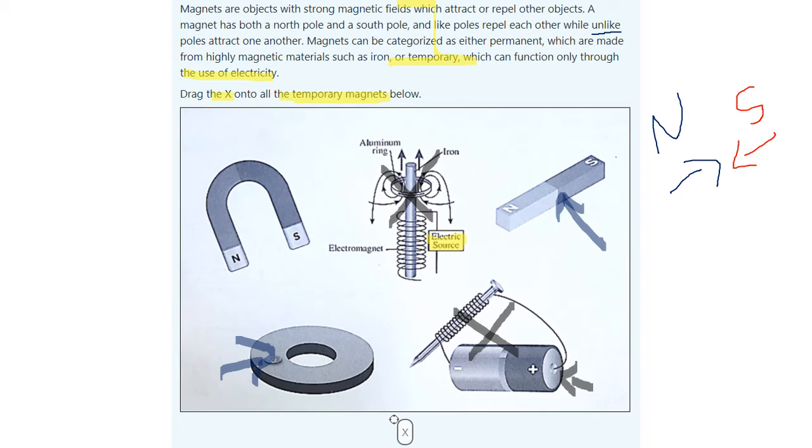So what you should have had is 2 X's, one on the battery with the nail. The battery creates the electric current, and the wire around the nail creates the magnetic field, and the electromagnet in the middle at the top.